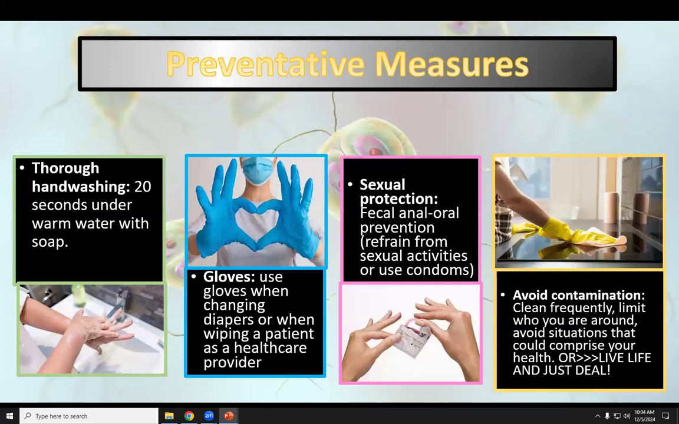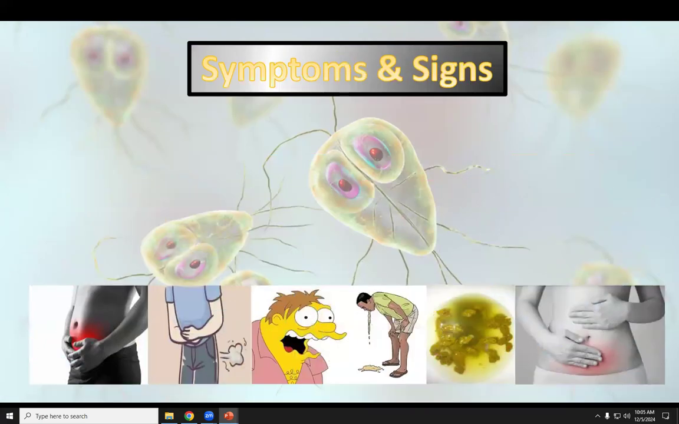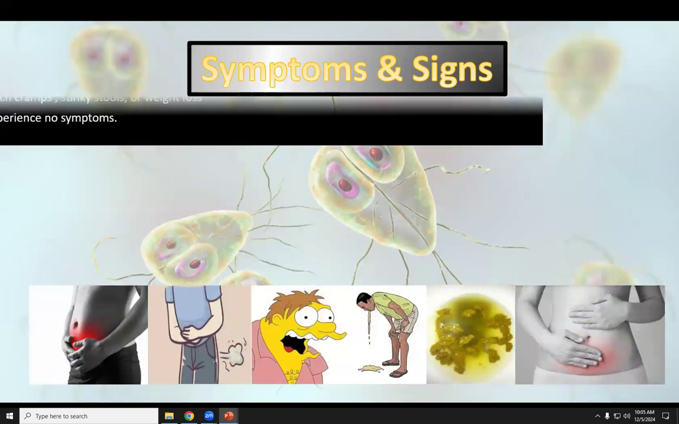Preventative measures are washing your hands and using gloves, like when you're changing diapers and everything. And then also sexual protection, such as condoms. And then also cleaning surfaces regularly. And then I read that vinegar is effective on helping kill Giardia, which is neat because it's natural.